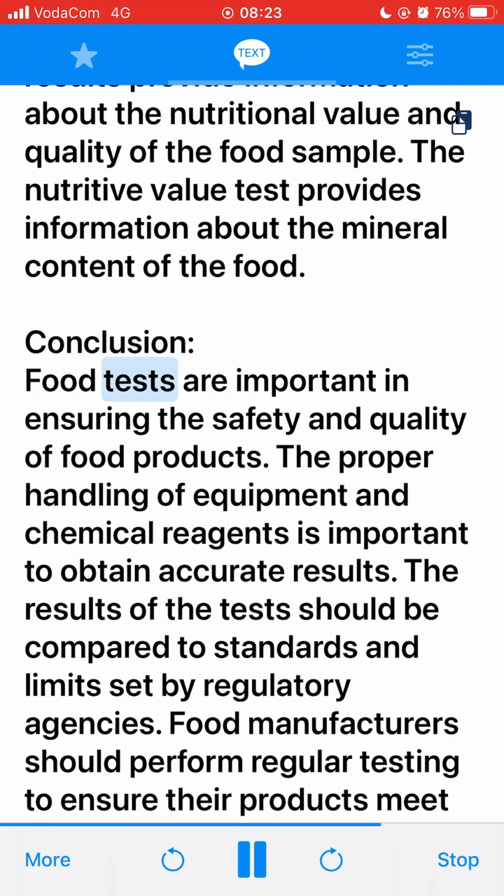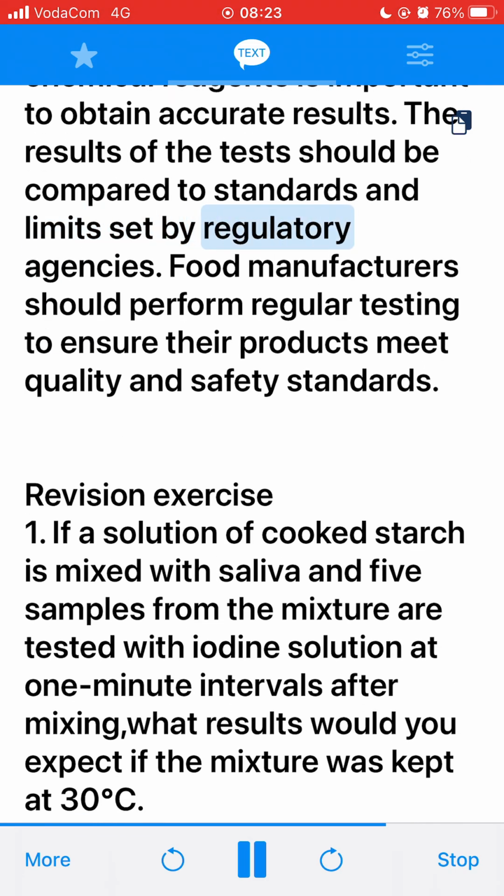Conclusion. Food tests are important in ensuring the safety and quality of food products. The proper handling of equipment and chemical reagents is important to obtain accurate results. The results of the tests should be compared to standards and limits set by regulatory agencies. Food manufacturers should perform regular testing to ensure their products meet quality and safety standards.